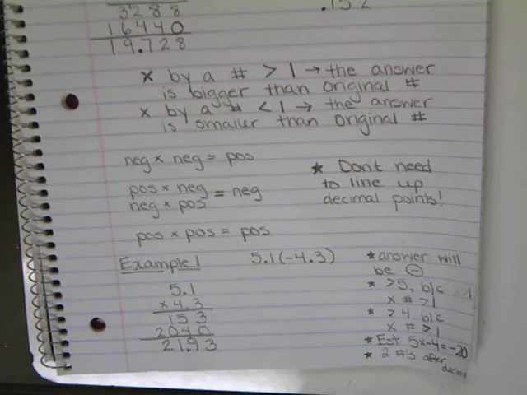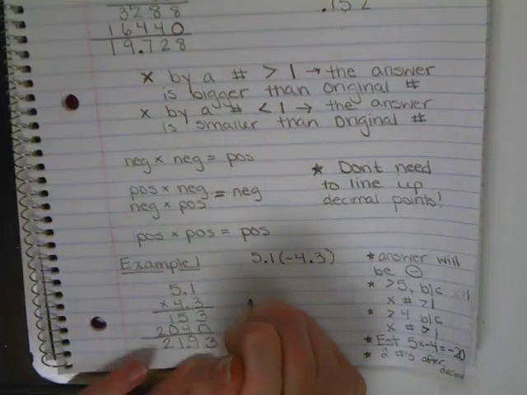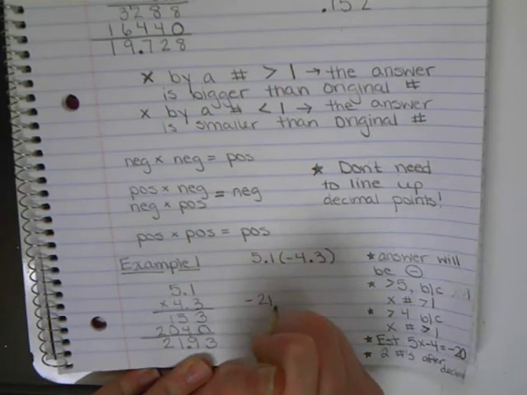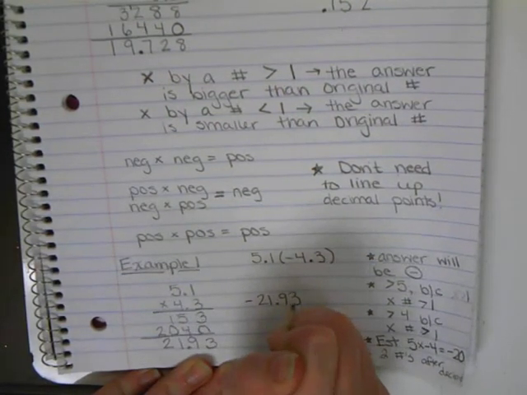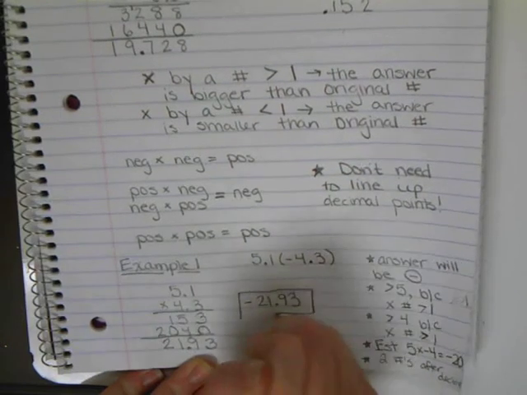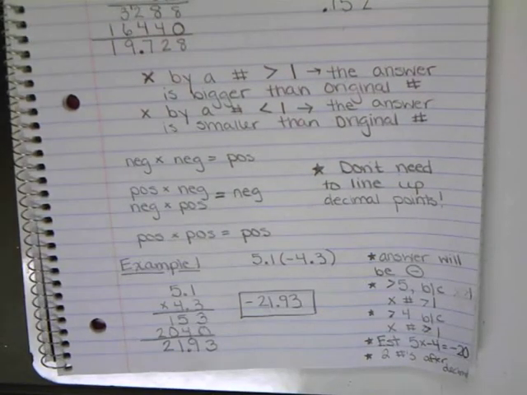I have to make my answer negative. So negative 21 and 93 hundredths. It is close to our estimate, so we can make sure we check our work. Awesome.